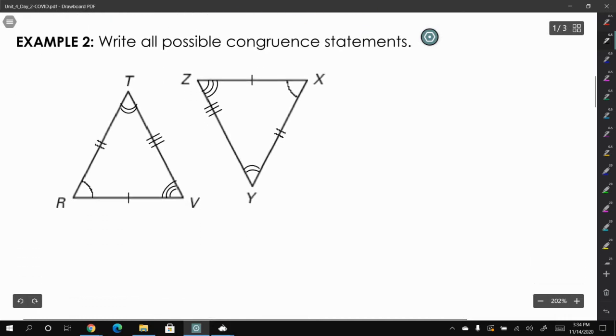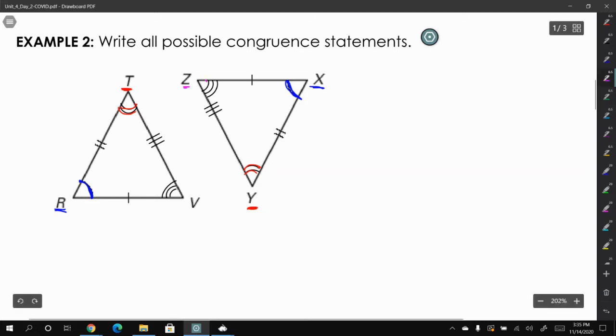So here with example 2, we're going to write all possible congruent statements. So we're going to have 6 of them. And what I will do to help us is mark the congruent angles for the corresponding parts. You see T has 2 angle markings here in the left triangle, and in the right triangle, angle Y has 2 angle markings. So angle T is congruent to angle Y. Angle R here has 1 mark, and angle X over here also has 1. So angle R and angle X are congruent, so they are corresponding parts.